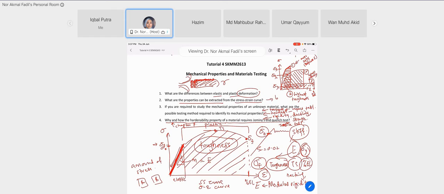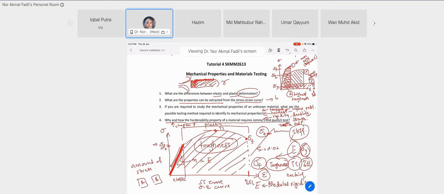Tiba-tiba tanya what is the mechanical properties you need to test, mechanical properties you need to study. Janganlah you cakap corrosion test ataupun you cakap test yang tak relevant. Contohnya you test the ductility ke, you measure, they must be relevant. Okay, basically the test question or exam question, your answer must be relevant to the description given in the question.